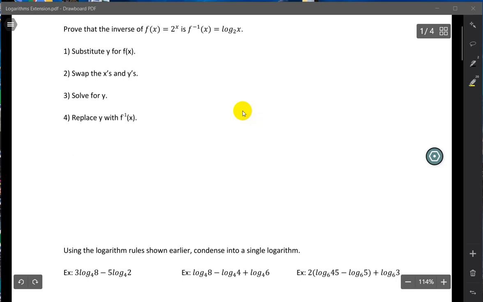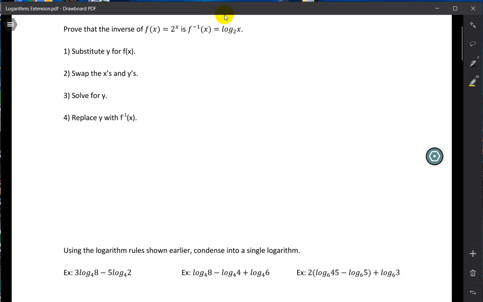Hello. Okay, so the purpose of this video is to basically give you more information on logarithms. Okay, so let's start off with this first example here. We want to prove that the inverse of this function f of x equals 2 raised to the power of x is this function here, log base 2 of x.